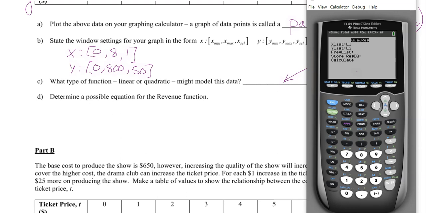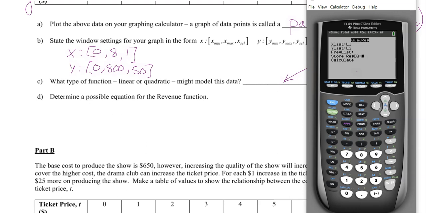If your screen looks like this, you're just going to hit enter on the X list and the Y list and the frequency list. Okay, we're going to move down to Store RegEQ. If you see QuadReg and a bracket, then we're all going to do the same thing at this point. Okay, so if your screen looks like this, you want to be on Store. This stands for store regression equation. If you just see the word QuadReg and a bracket, we're all going to do the same thing.